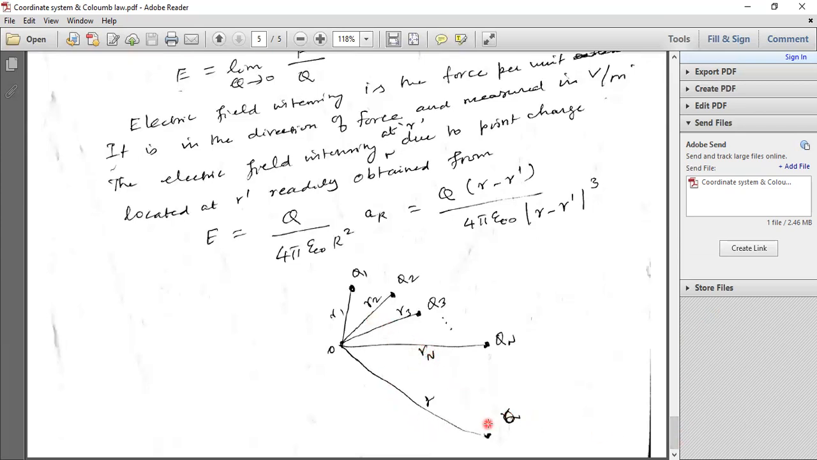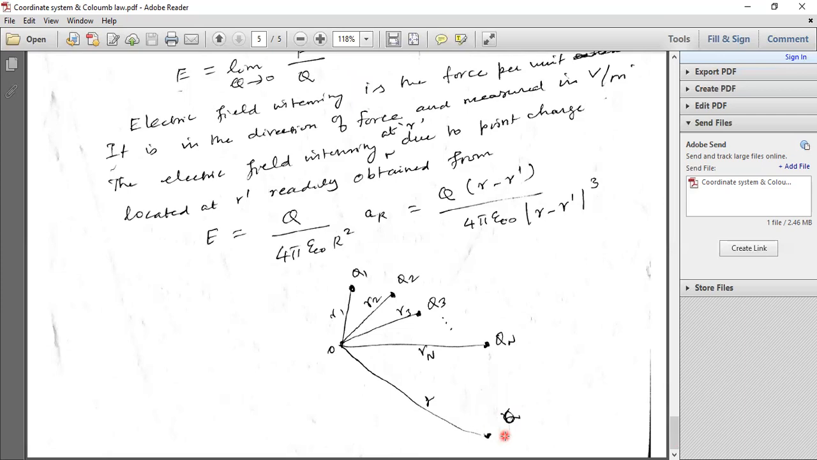Suppose you have n number of charges, and we have to apply the superposition principle here. We have n number of charges, and we are measuring the field at this point. Then we have to apply the superposition principle in order to find the total electric field intensity. You have to assume this Q is 1 coulomb. Whenever you assume this Q as 1 coulomb, then the force is equal to the electric field intensity.